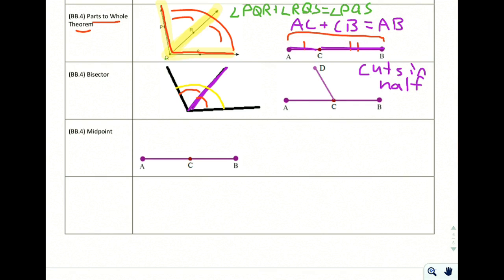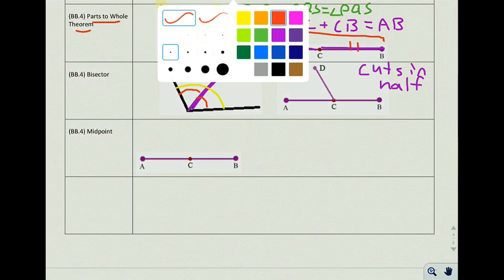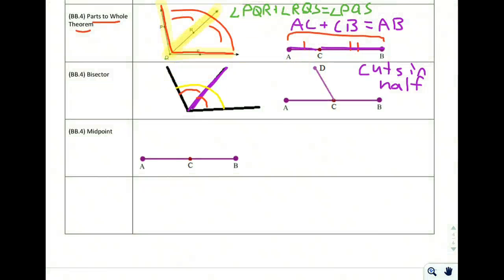You could also have a bisector that cuts a line segment in half, like we would have over here. So if you said that your bisector was CD and it was cutting or bisecting side AB, we would be left with two equal chunks here. So again, this angle bisector bisects the angle, means it cuts it in half. Over here we have a bisector that cuts the segment in half.